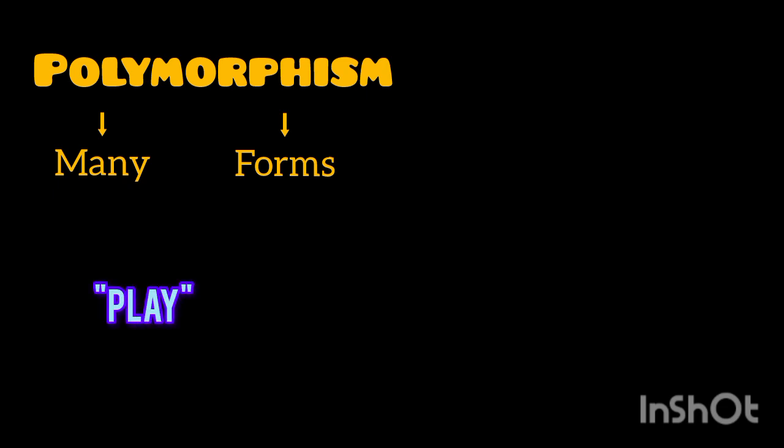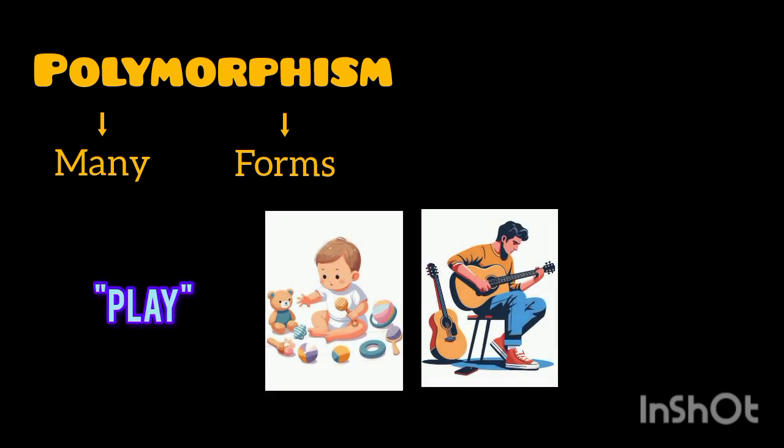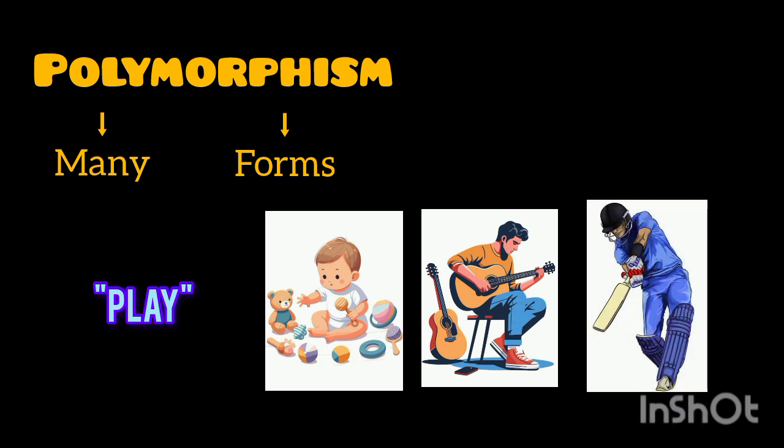Third, polymorphism. Poly stands for many and morphism stands for forms. The same action can behave differently in different situations. Consider the word play. A child plays with a toy, a musician plays a guitar, a cricketer plays cricket. The word is the same, but the action changes according to the situation.